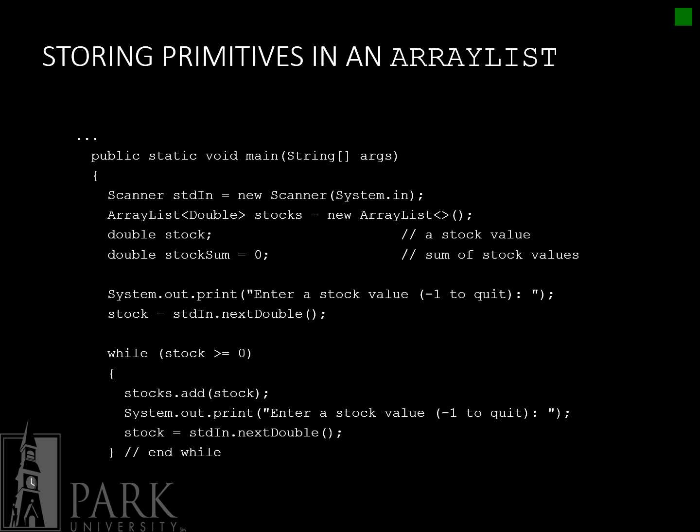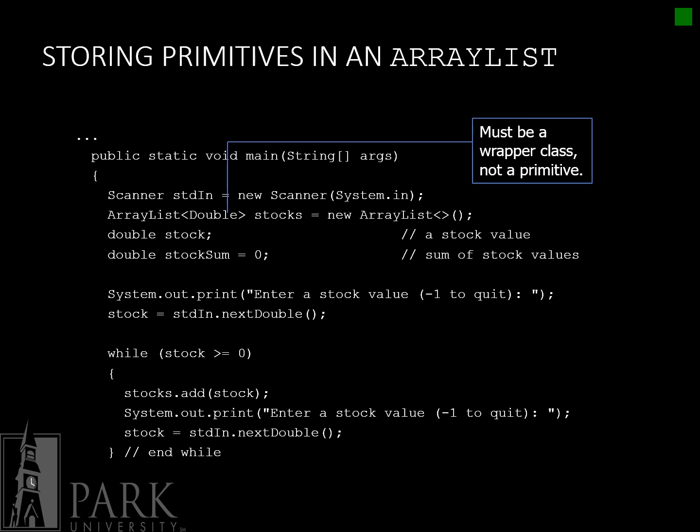So here we can see we're using the Double wrapper class and adding items in using a double. So we've got double stock sum, and we're entering a stock value, and while stock is greater than 0, we're going to add a stock. And so we're going to enter the value, and it's going to keep going until we're done, and then we're going to do some other work. Notice here that this must be the wrapper class, not a primitive.